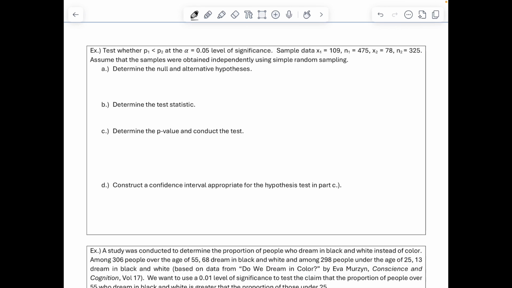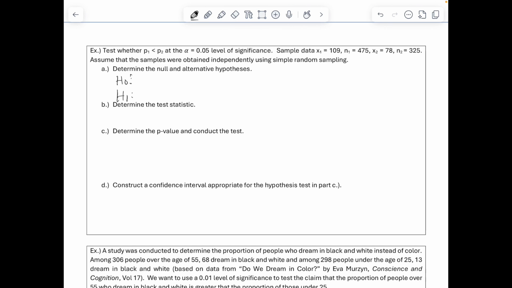So on the next page, we have an example, and the example says to test whether P1 is less than P2 at the alpha equals 0.05 level of significance. We have sample data with x1, n1, x2, and n2, and it says assume that the sample is obtained independently using simple random sampling. Part A says determine the null and alternative hypotheses. So H naught and H1.